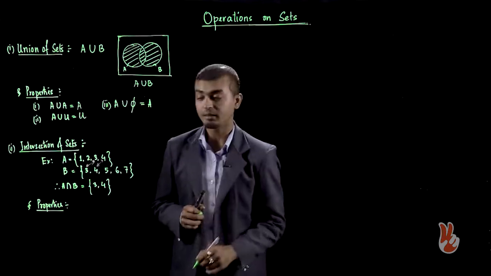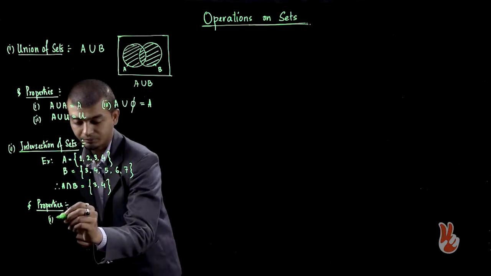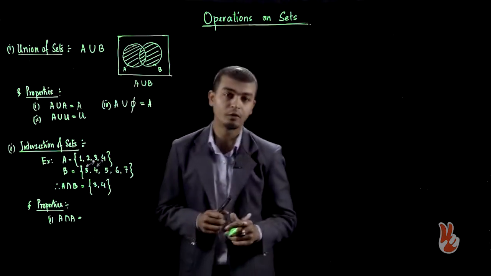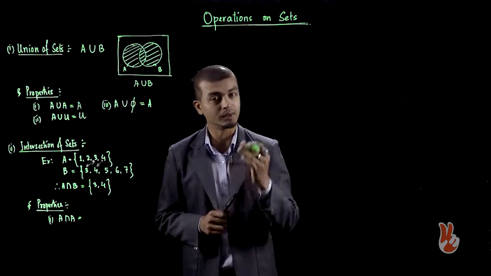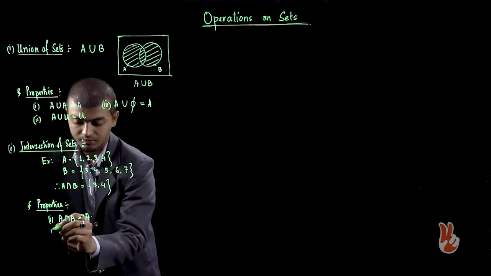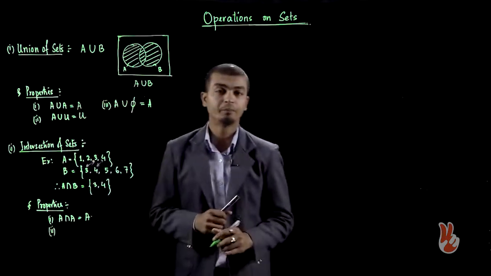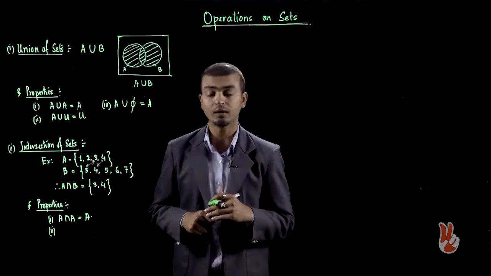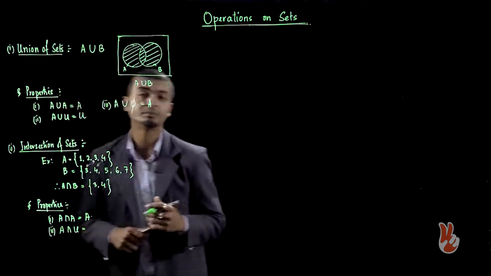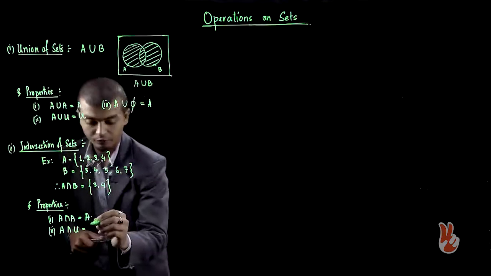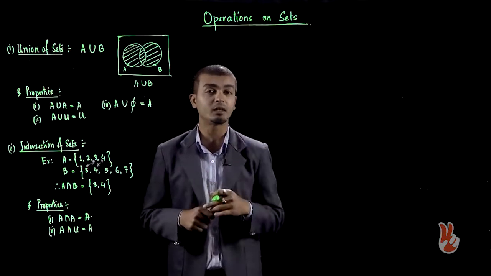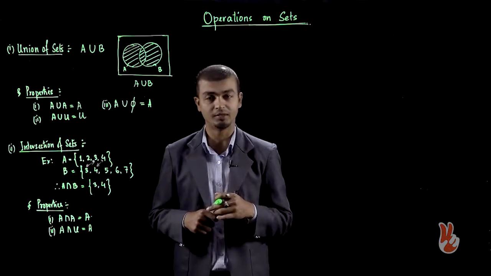Now, the first property is property number 1, A intersection A itself will result in the set A again. Yes, you will get back the set A itself. Now, if I take the intersection of A with the universal set U, then the result will, obviously, be A, because A will be a smaller part of the entire universal set U. So, the intersection will be A itself.